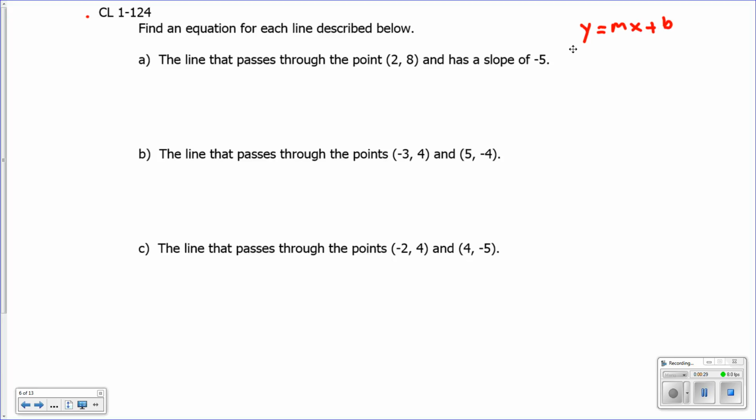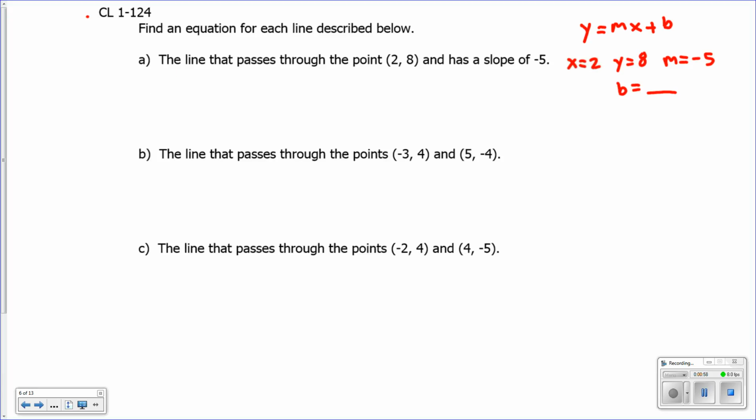What we're going to need to do here is we know that we have 2 and 8 and we have a slope of -5. So our x equals 2, our y equals 8, and our m equals -5. All that's missing right now is b. So we're going to take these and plug them into the equation and solve it for b. I'll do that kind of over here.